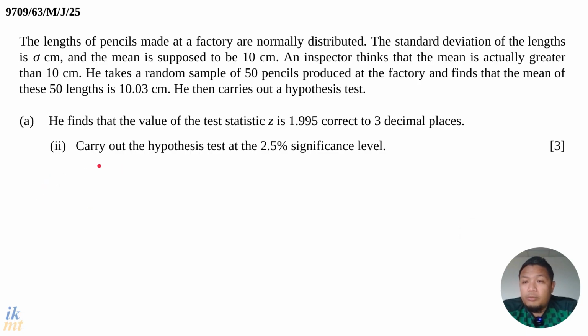All right, so carry out the hypothesis test at the 2.5% significance level. All right, so to do a hypothesis test, we have to start with the null hypothesis and the alternative hypothesis. And we know that this is going to be a one-tail test. The reason is because we look at the objective here. He thinks that the mean is actually greater than 10. So we start with the claim for the null hypothesis.